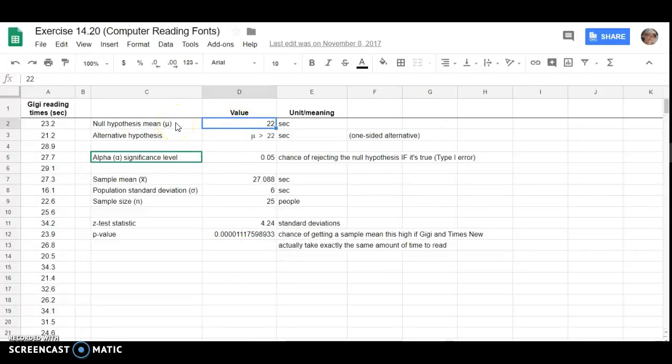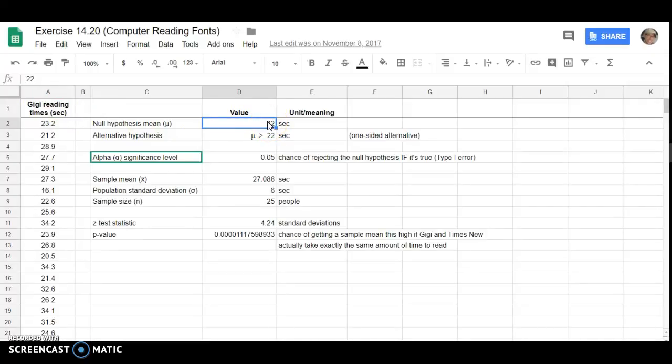So what was that null hypothesis? What is it that we're rejecting? What do we have evidence against here? We're saying we have evidence that it's not the same amount of time to read Gigi font as to read Times New Roman font. We're rejecting the idea that it takes the same amount of time to read Gigi font as it does to read Times New Roman.